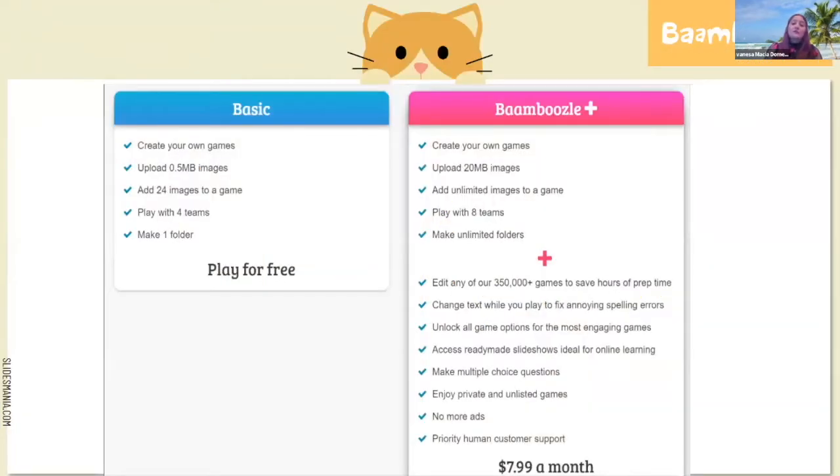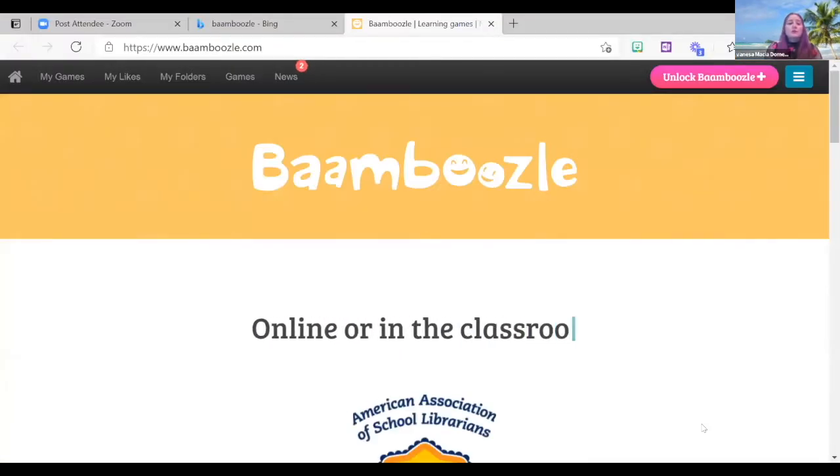As I say, it is free, but it also has a paid version. I'm only using the free version because it allows you to create unlimited games. The only limitation is that you cannot set a game with more than 4 teams. So 4 is the maximum it allows. So I'm going to show you how it looks when you are inside the website. I'm sharing my screen.